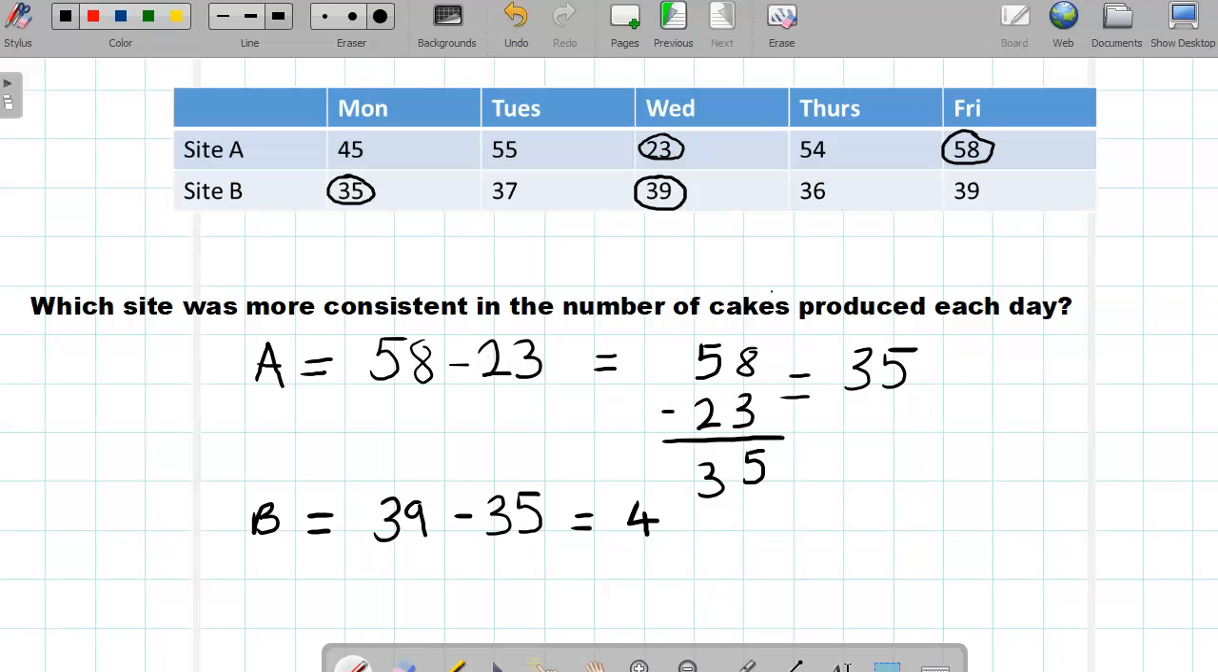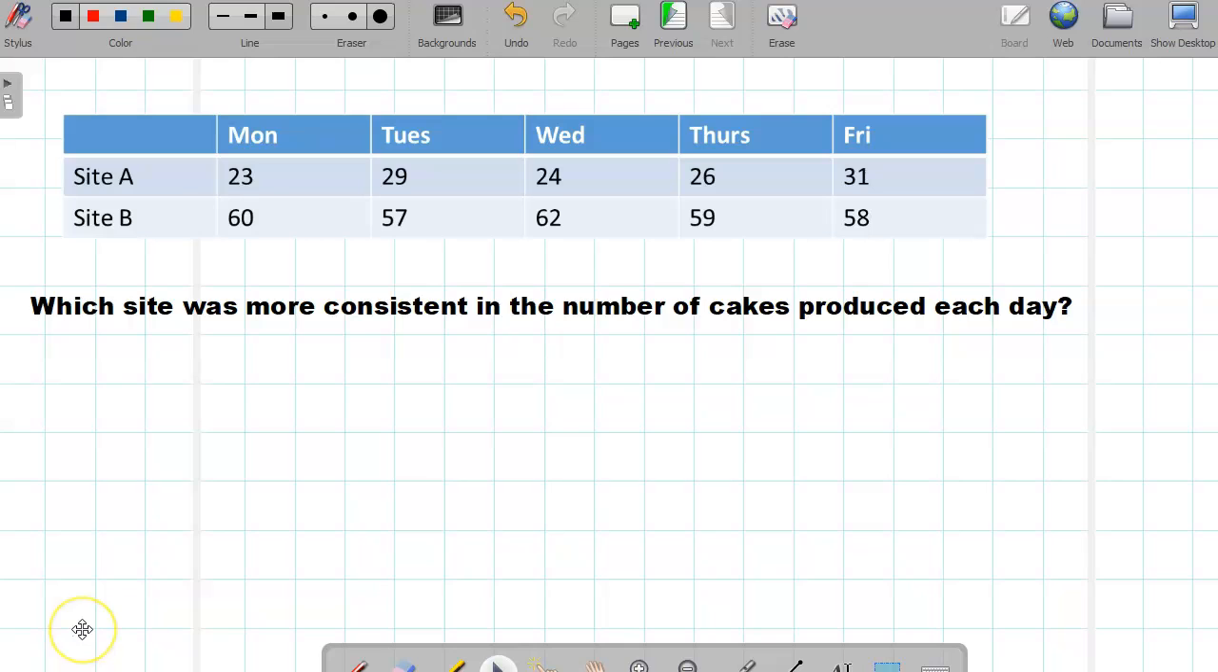Okay, so now it's your turn. I'm going to put something on the screen and we're going to press pause and you're going to have a go. So here is your table to have a go at. Same idea, it's two sites, they've been making cakes, and I need you to tell me which site was more consistent. Don't be thrown by the fact that site A is making a smaller amount and site B is making a larger amount. What I want to know is who is more consistent. Time to pause the video and have a go.